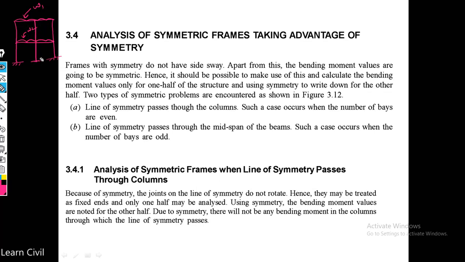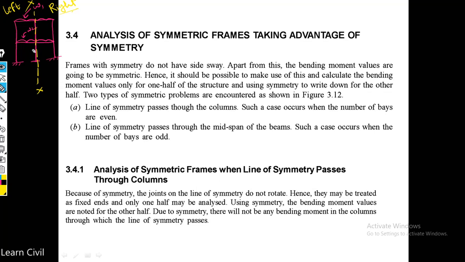You can see in this particular problem that this frame is a symmetric frame. If we draw one line like this, then this left part will be a replica of this right part. So this particular frame is symmetric about this line. Let us consider this line is xx, therefore this frame is symmetric about this line xx.